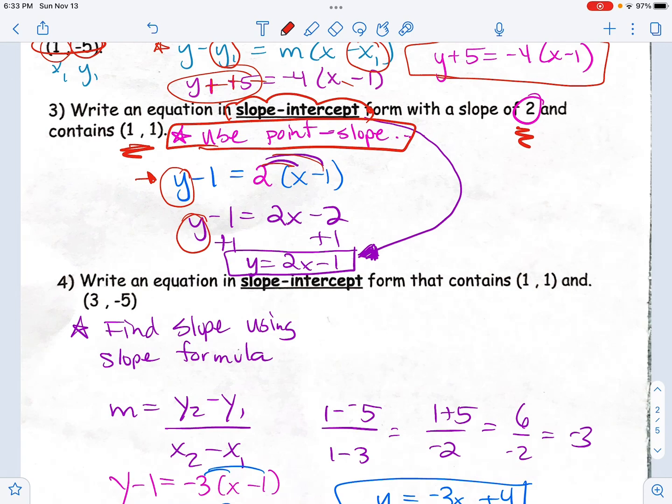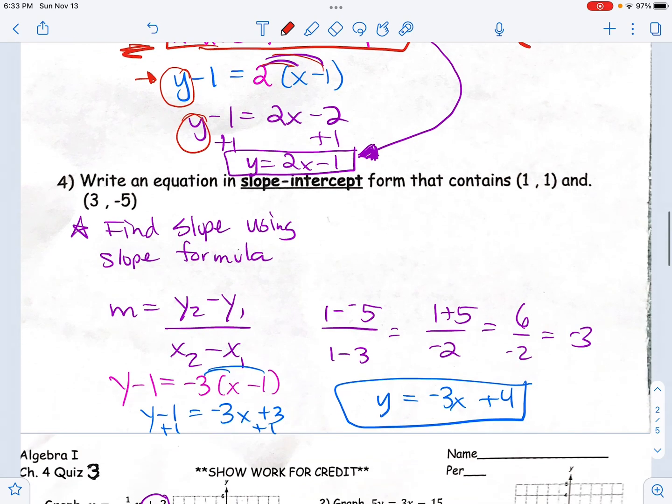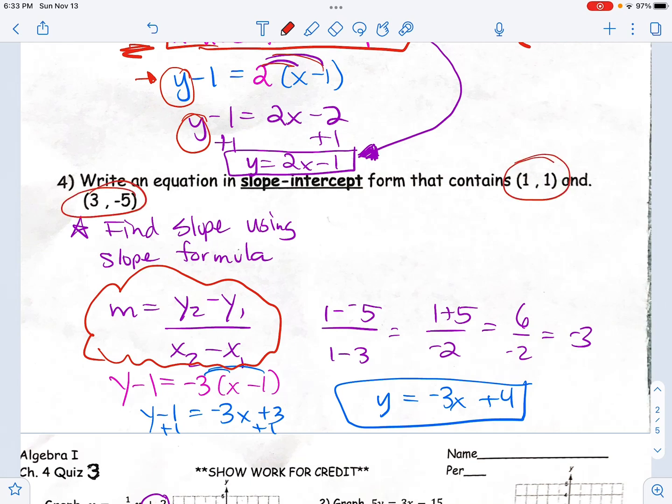And number 4, we write the equation in slope-intercept form that contains these 2 points. So now I don't have a slope yet, right? So I need to use the slope formula to first solve for the slope, and then I can choose either of these points because the line contains both of these points, and I just need a point and a slope. So 1 point and a slope, which we just solved for. So it doesn't matter which point we use. I chose to use this one because it seems easier to use 1, 1.